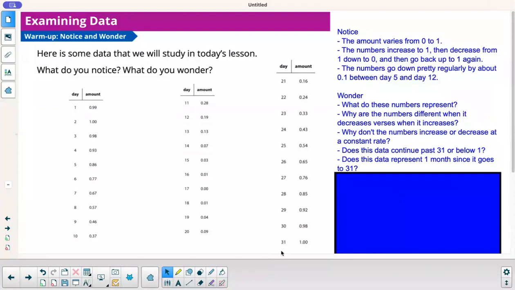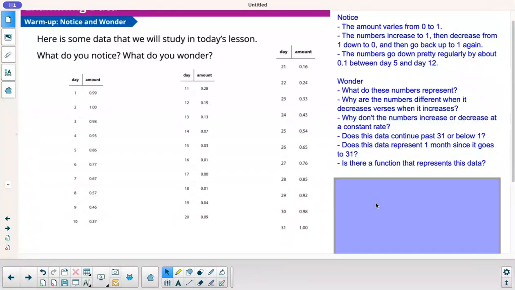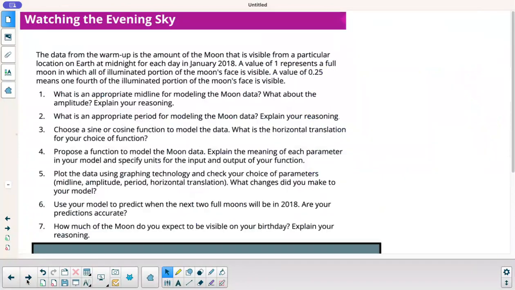Because it goes from 1 to 31, you might think, does it represent 1 month? Usually there are 31 days in a month, sometimes 30 or 28. And is there a function to represent this data? So those are all different things. If you had some other things, go ahead and share them in the comments there.